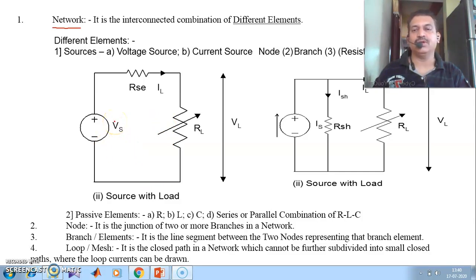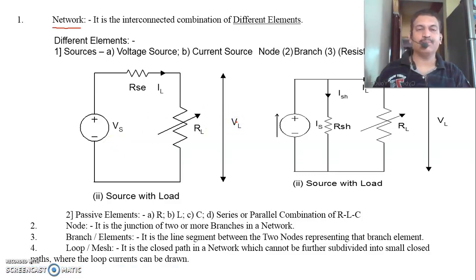Again I am telling you, a current starts from the positive terminal of the voltage source, passes through RSC, then RL, and ends up at the negative terminal. That forms a loop. Loop is also referred to as mesh. So these are the important definitions related to network analysis.